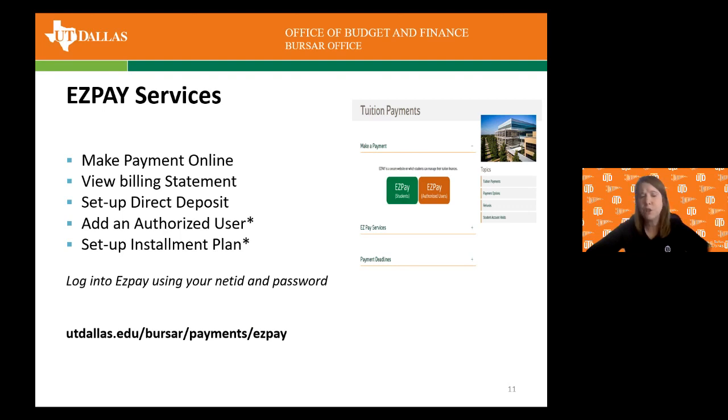Also, you can set up the installment plan, and again, I'll go over some of that in a later slide, what the installment plan is, but you would set that up in EZPAY. And again, you use your net ID and your password to log into EZPAY, so it would be the same user information that you get into your Galaxy and Orion account. You can go ahead and move on.